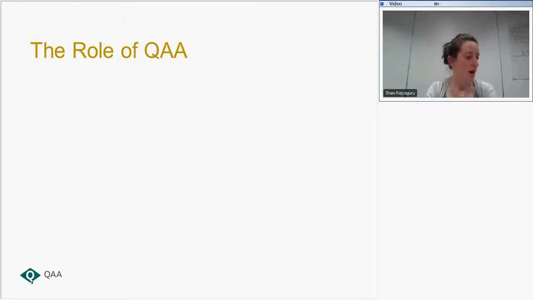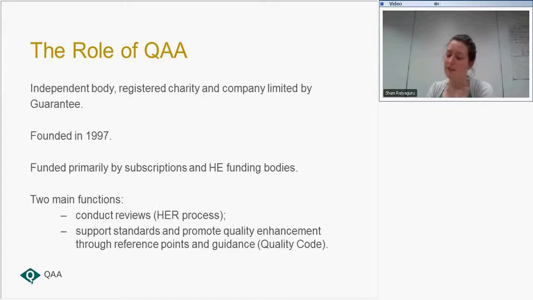Okay, so the role of QAA in general. We are a registered charity and a company limited by guarantee, which is a fancy way to say that basically we're independent and we're not part of the government. This is because higher education is autonomous and independent of the government, so it's helpful that the quality assurance agency is as well. We were founded in 1997, so we're about 15 years old. And we're funded by subscriptions and the HE funding body.